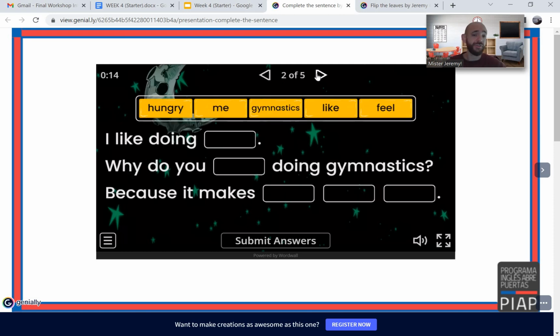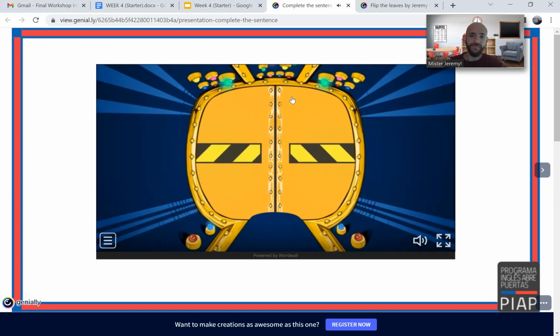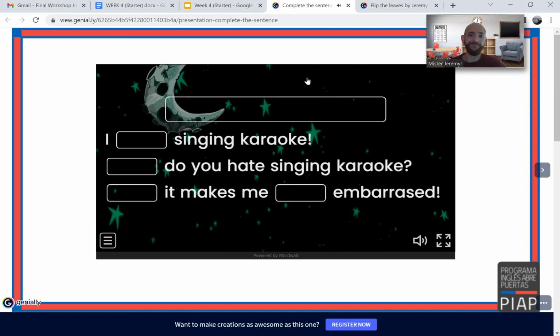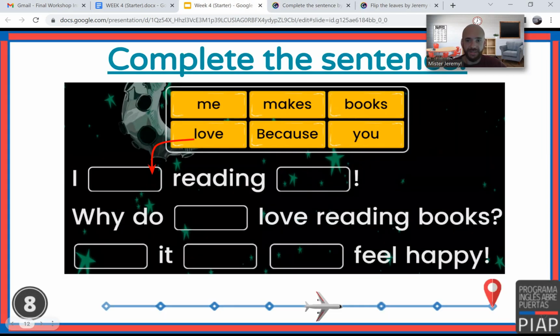But again, get your students to put it together. If they want to submit something and you know it's incorrect, that's fine. That's part of the learning process. Submit it and then go back and do it again. Again, clicking down here, start again, and then moving to the next one, right? So that's the complete the sentence activity.